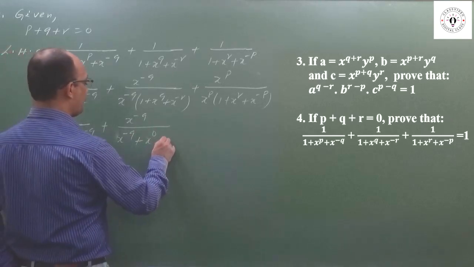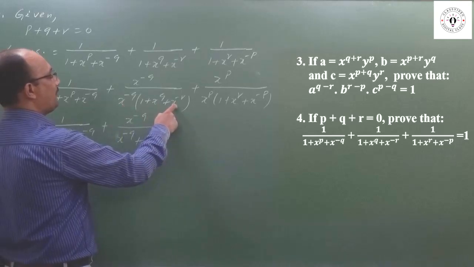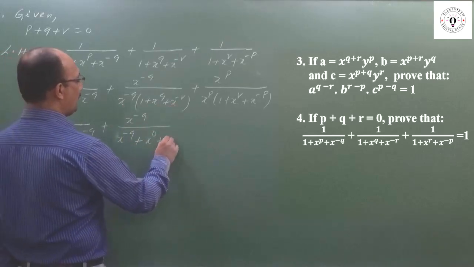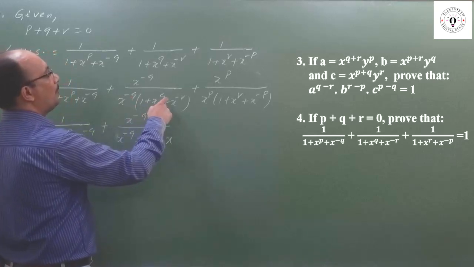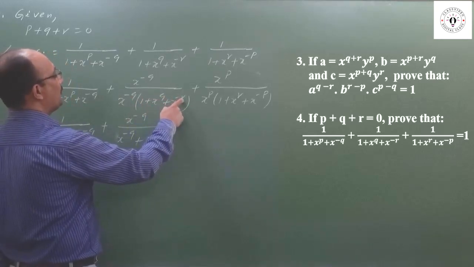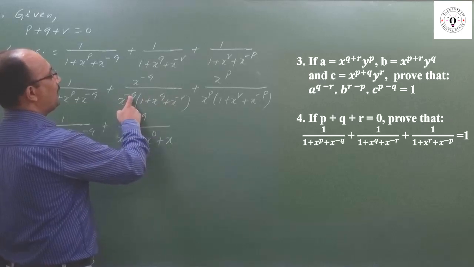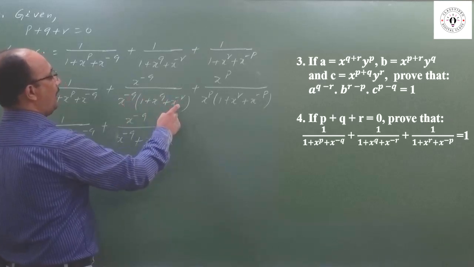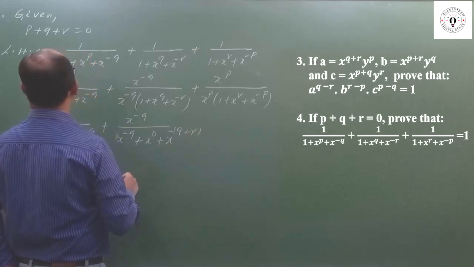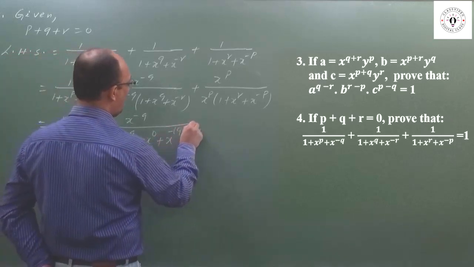Similarly, these two have the same base. In the middle is a multiplication sign, so the powers will be added. So it becomes x to the power minus q plus minus r. So plus minus becomes minus, giving minus q minus r. And if we take minus common, this becomes q plus r.